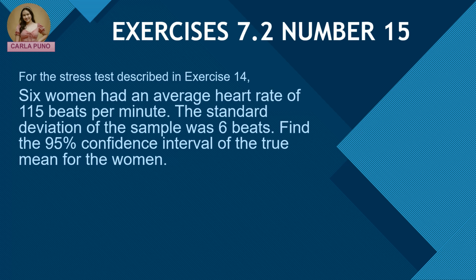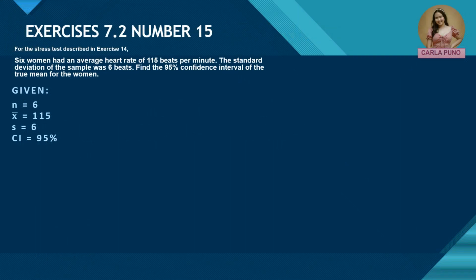So based on our problem, we have this given. We have our sample, which is 6. Our sample mean is 115, our sample standard deviation is 6, and our confidence interval is 95%. We are going to find the 95% confidence interval of the true mean for the women.